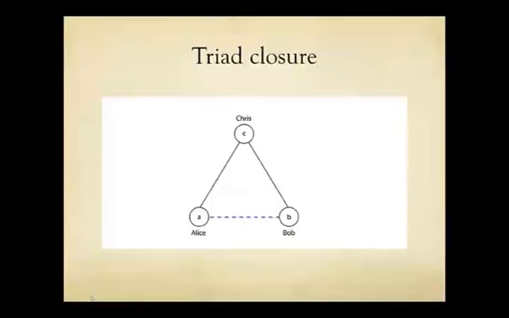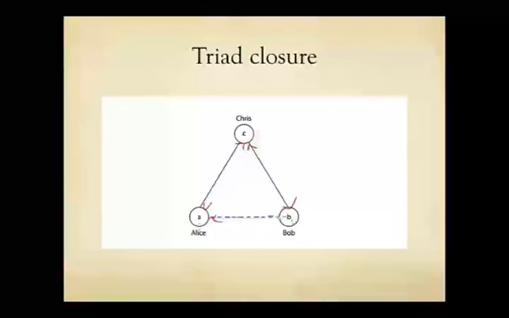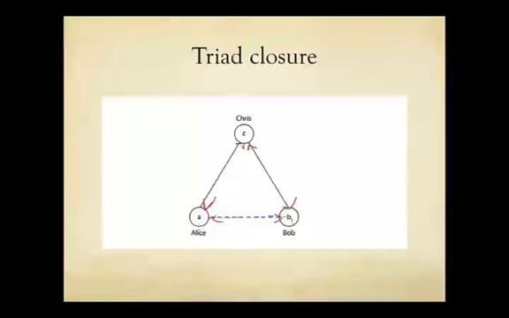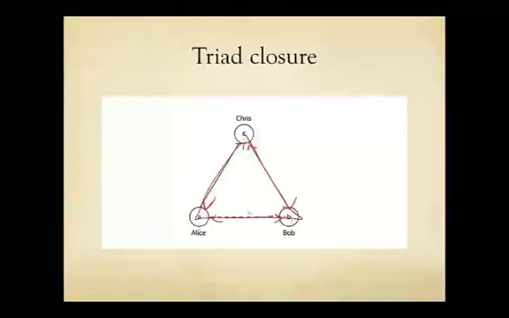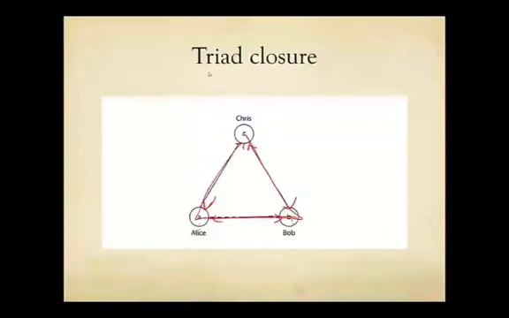So here is an example of a triad closure. We've got Alice, Bob, and Chris. Chris knows two friends, Alice and Bob. Then if there is also a link, this blue line here, that Alice and Bob also know each other, and let's assume all links are bidirectional here, then we say the triangle is closed with this link. This is what we call the triad closure.